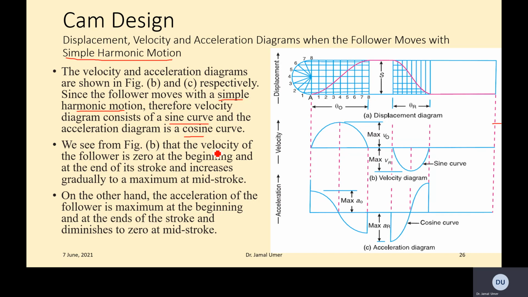We see from figure B that the velocity of the follower is 0 at the beginning and at the end of its stroke and increases gradually to maximum mid-stroke. That's what we are seeing. It starts from 0, reaches maximum, and then starts decreasing. On the other hand, the acceleration of the follower is maximum at the beginning. Of course, when you have the increase in velocity, that's the point where you have the highest acceleration, right? Then we reach the maximum velocity, there is no further increase in velocity, so acceleration is 0 at that particular time. And the same goes for the reverse.